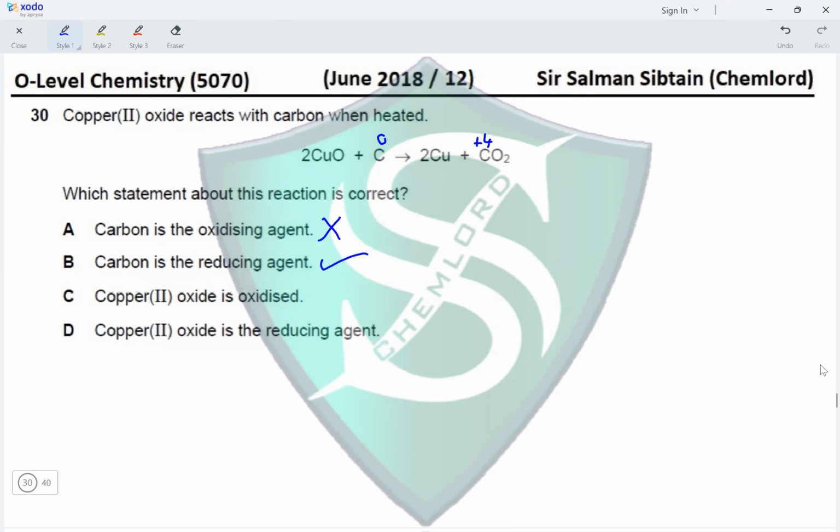Yes. Next, copper(II) oxide is oxidized. Here, copper(II) oxide has copper with an oxidation state of +2. And on the product side, we have copper metal with an oxidation state of 0. +2 to 0 is reduction, not oxidation. Copper(II) oxide is the reducing agent. Copper(II) oxide itself is reduced, so it is an oxidizing agent. So this makes option B the correct option for this question.